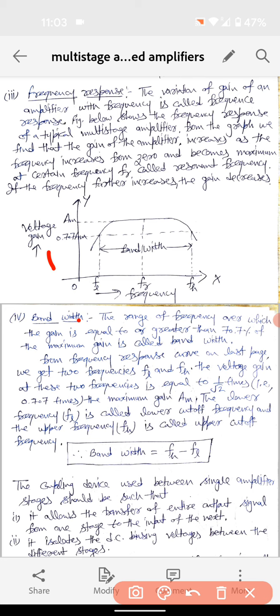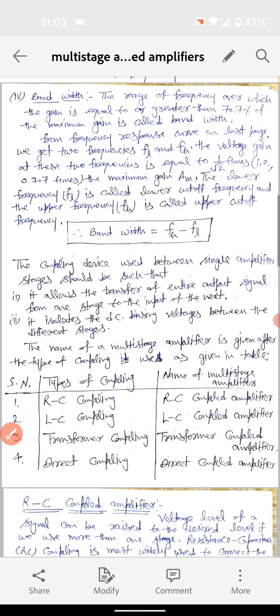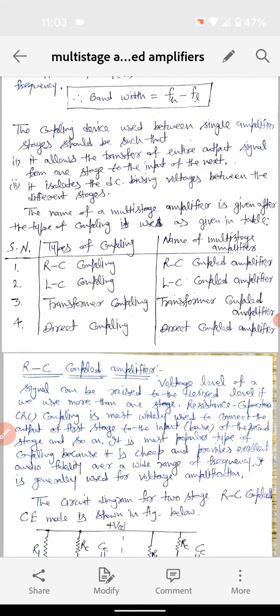Now what is this bandwidth? Bandwidth is nothing but the frequency range over which the gain of the amplifier remains constant, and it remains equal to 70.7 percent of the maximum gain. So that frequency range is called the bandwidth. Then we come to one more important term. Actually, these are the four important terms which we discuss regarding the multi-stage amplifier.